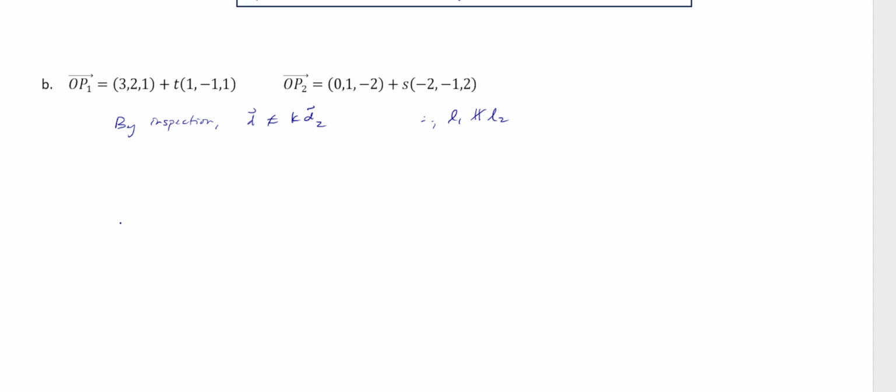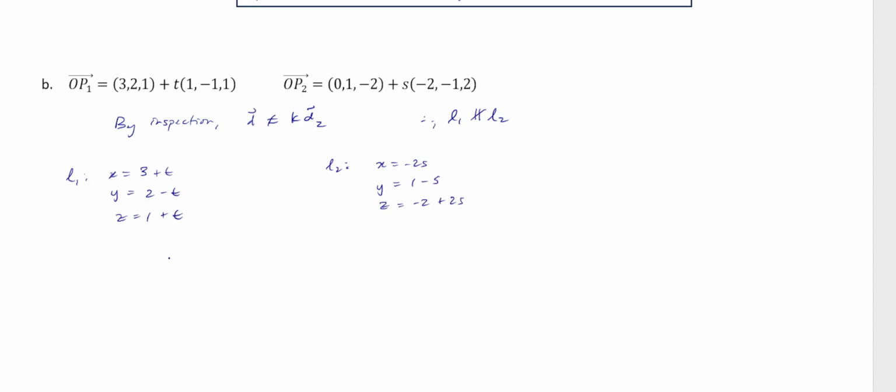So I'll create my parametric equations for each. So x is equal to 3 plus t, y is equal to 2 minus t, and z is equal to 1 plus t over here. So that's line 1. This is line 2. Line 2 is x is equal to -2s, y is equal to 1 minus s, and z is equal to -2 plus 2s, right there. So I'll take these two equations right here, and I'm going to set the x and y equal to each other, because if they intersect, then those two values should be equal.